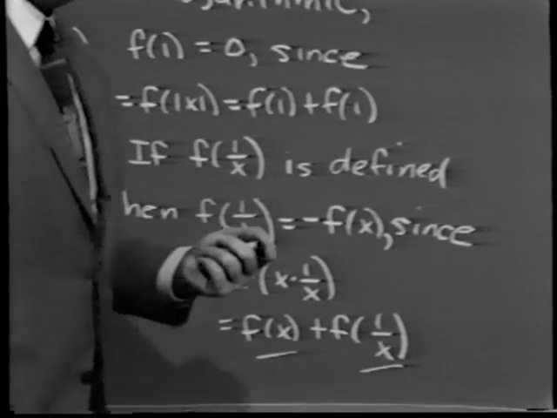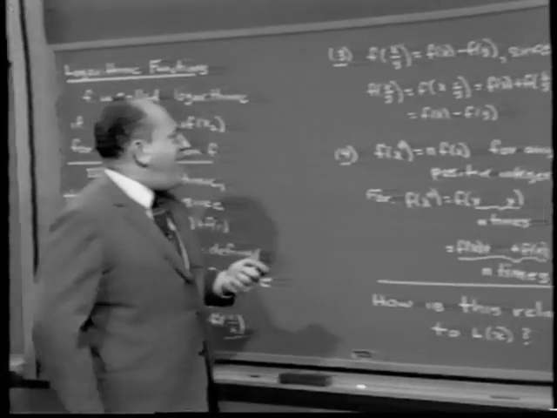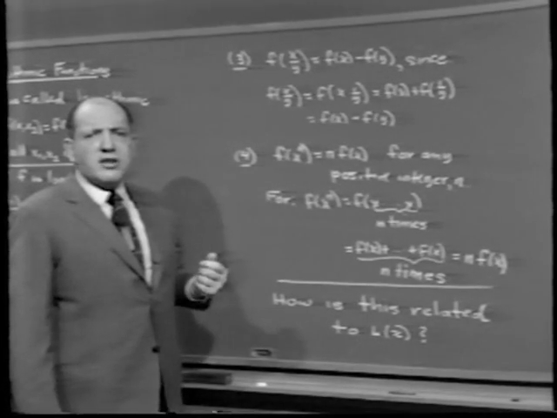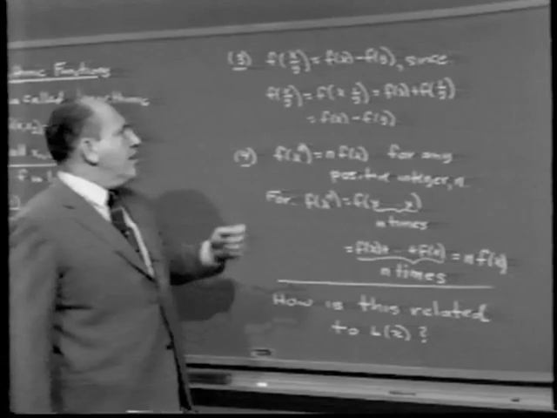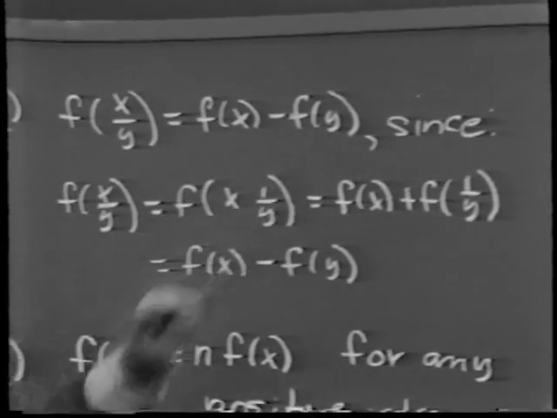And we'll just take a few more properties like this, just to make sure that you see what properties logarithmic functions have. Remember again the ordinary logarithm? The logarithm of a quotient was the difference of the logarithms. Again, f of x over y is equal to f of x minus f of y.